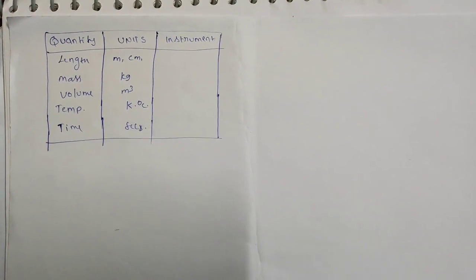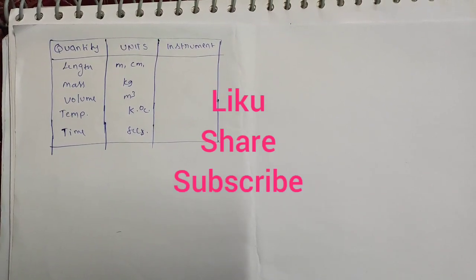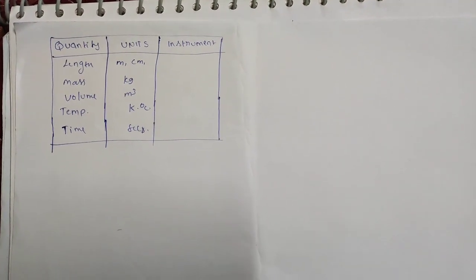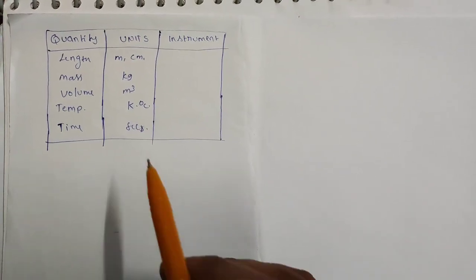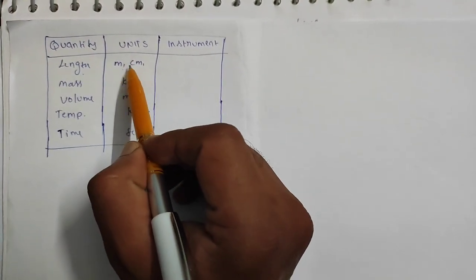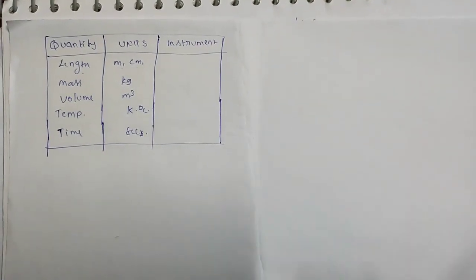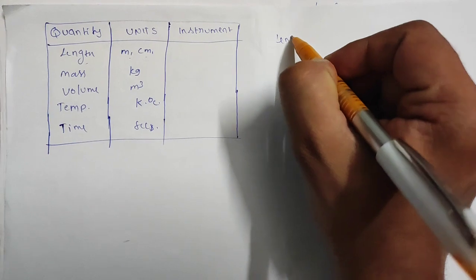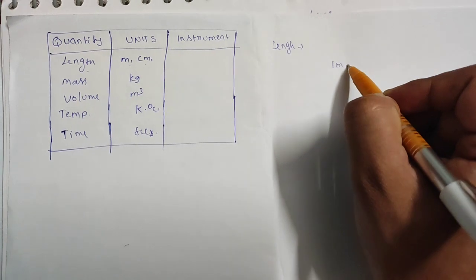So welcome students. In the last class we discussed basic measurement units, what the physical quantities are, and what the derived quantities are. Now we are going to discuss the basic quantities and their units. The first basic quantity is length. Length we measure in meters, centimeters, mm, and sometimes kilometers also. When we consider length, the basic unit we take is 1 meter.